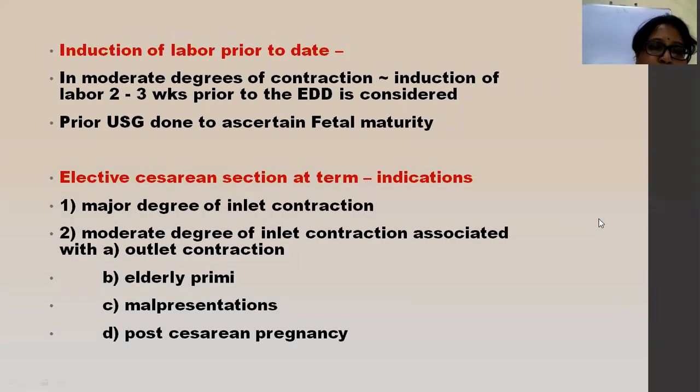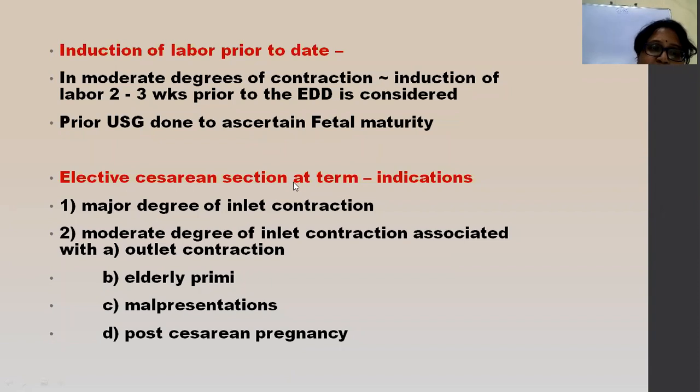In case you want to go for induction of labor before the expected date of delivery, when do you have to plan it? Induction of labor prior to the date is only done in case of a moderate degree of contraction. You cannot do that in case of a severe degree. In moderate contracted pelvis, you can induce her 2 to 3 weeks prior to the expected date of delivery. A prior ultrasound has to be done to assess fetal maturity, and then you can induce her.